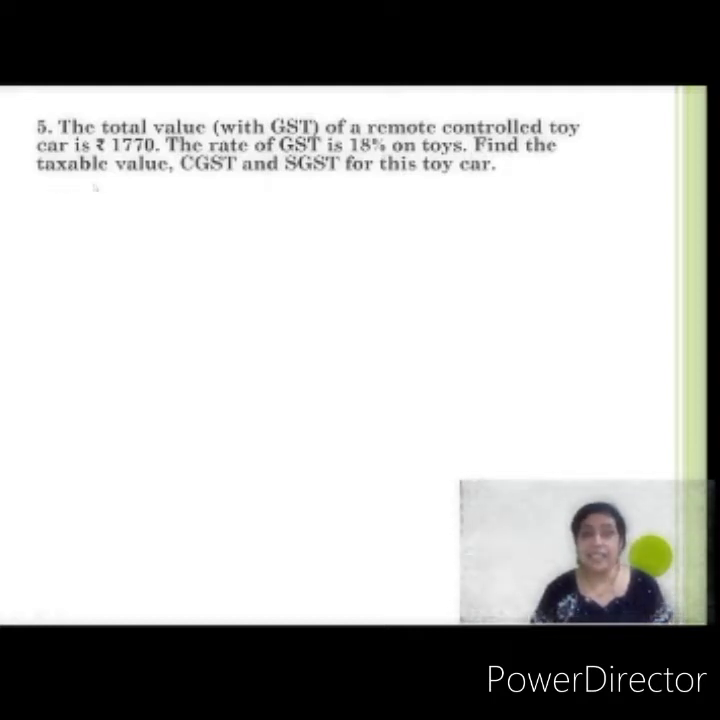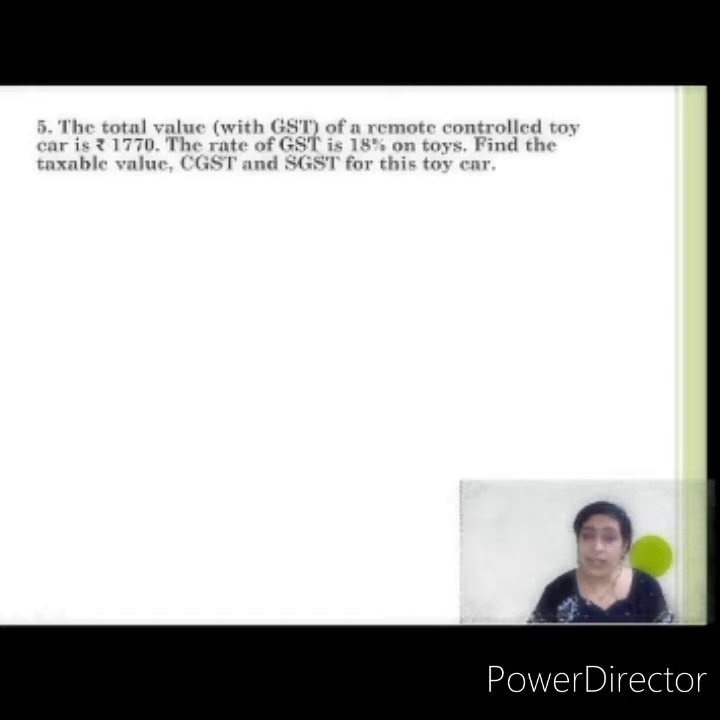Find the taxable value, then CGST and SGST for this toy. Okay, fine. Understood. See here, understand it very clearly. This value, 1770 rupees, is including GST. See here, it is given as total value with GST. So GST is already applied and the total price is given.